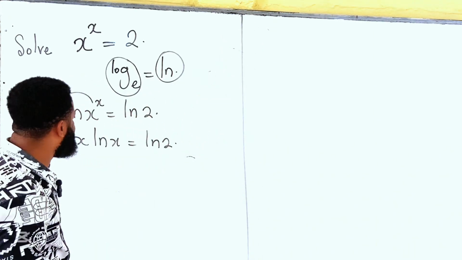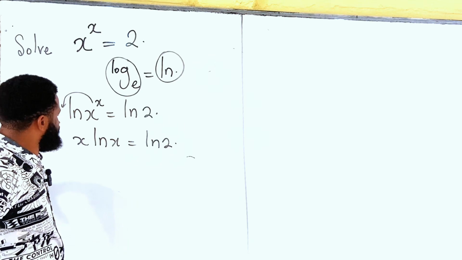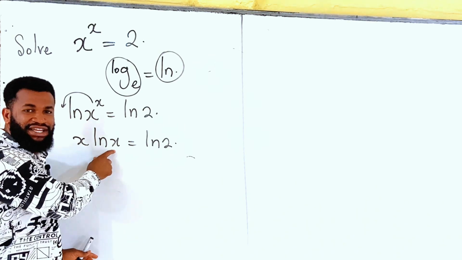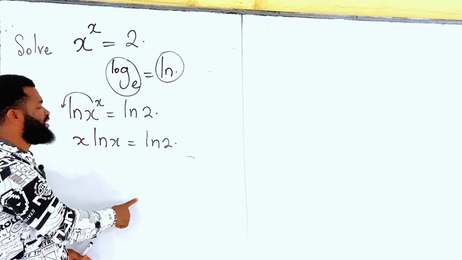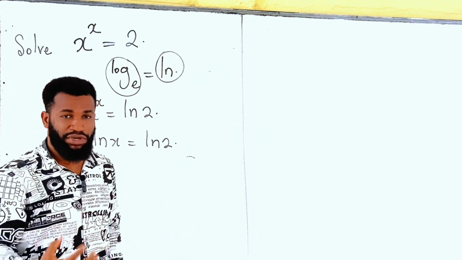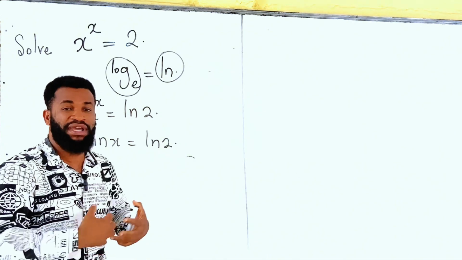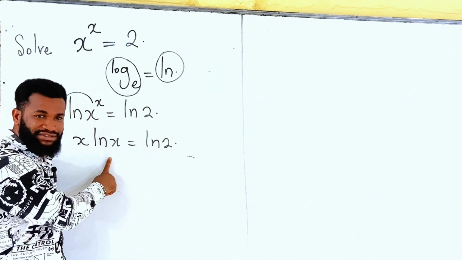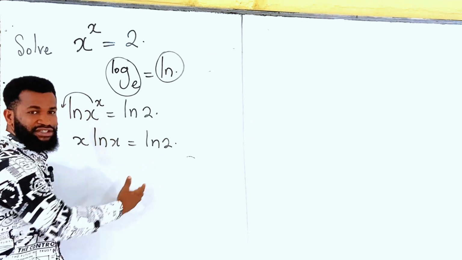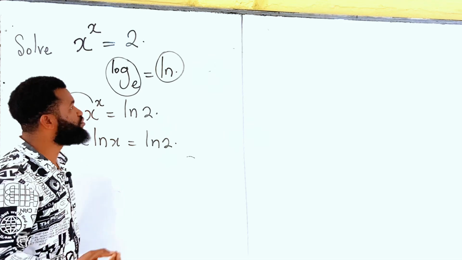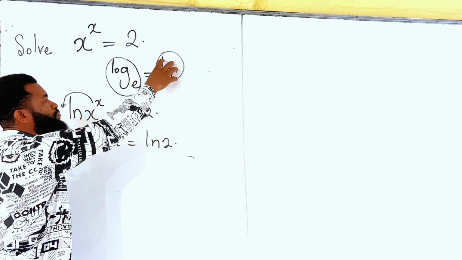At this point, what else should I do? Even if I divide both sides by ln x, I will still have x there and x here. The main idea of solving an equation is to find the value of x, or make it the subject of the formula. But if I divide both sides by ln x, I will still have x, not as the subject. So the question is, what should I do? I'm going to use another principle.